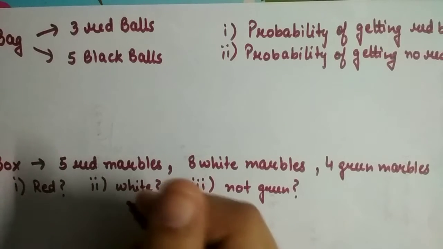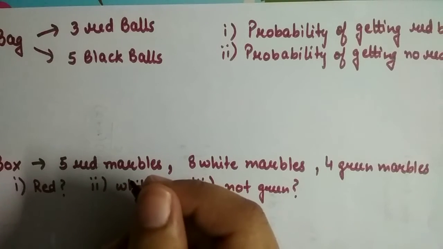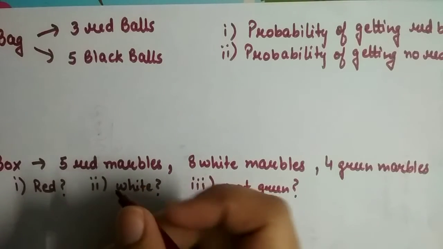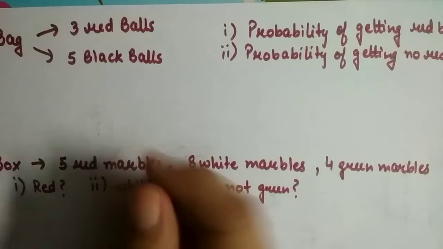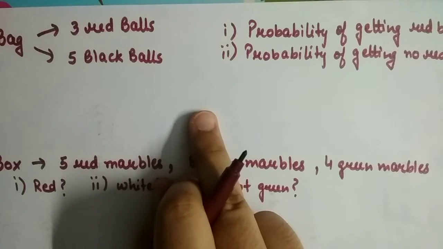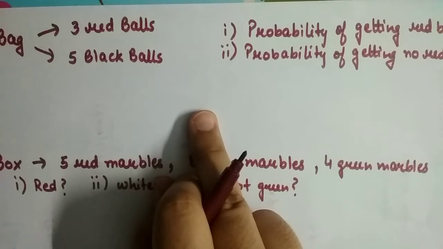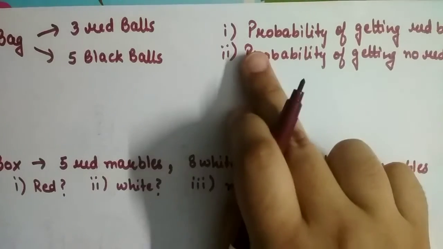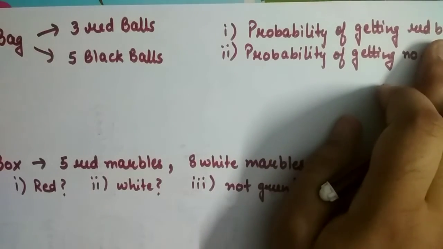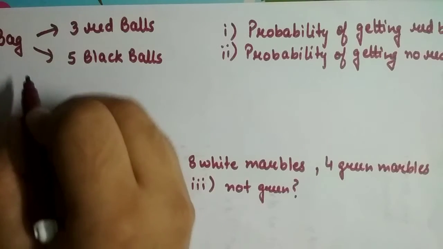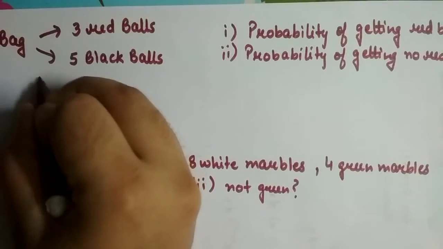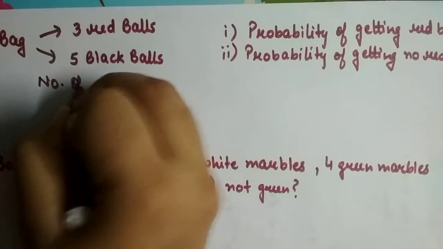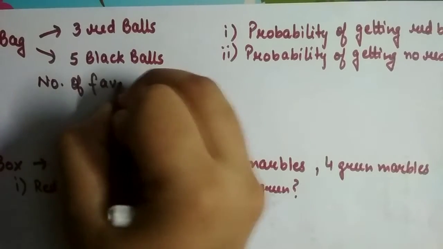Now let us see the next question. The question is, a bag contains 3 red balls and 5 black balls. A ball is drawn at random from the bag. We need to find the probability. First we need to find the probability of getting a red ball. First of all, our steps for finding the probability are writing the number of favorable outcomes.